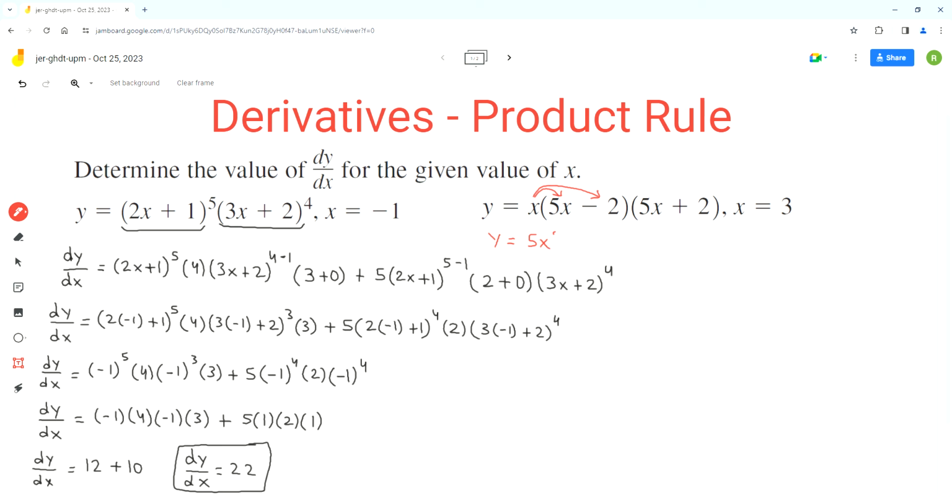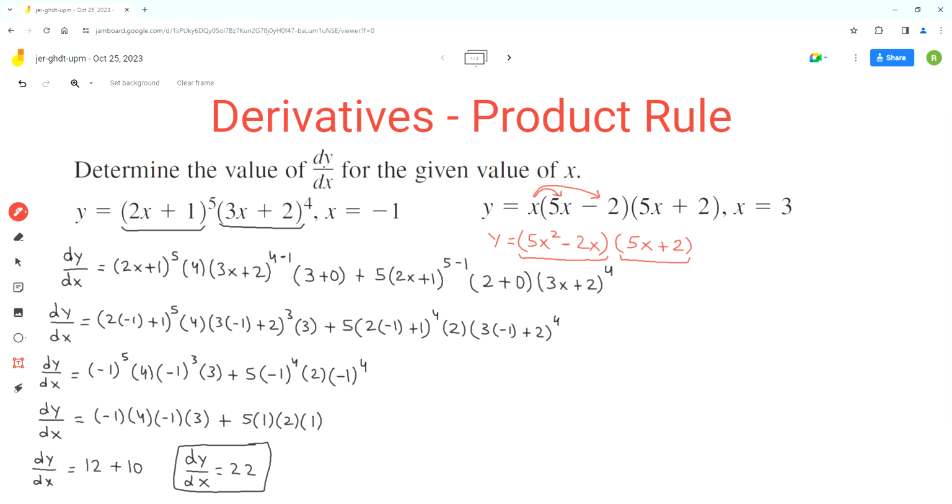5x squared minus 2x. So I'll just fix it. 5x squared minus 2x times 5x plus 2. Now we can use the product rule to find the derivative now, because we only have two functions that are being multiplied. So the first one is 5x squared minus 2x, and the other one is 5x plus 2. And we have to find dy over dx at x equals 3.